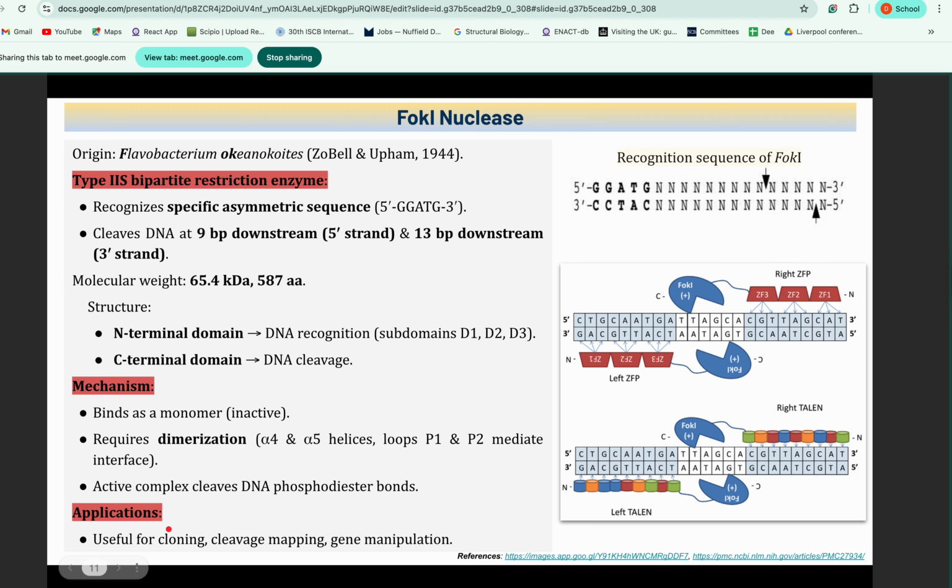Now the application of POC1 nuclease is that it is useful for cloning. How? Because it can cut the DNA, and in that we can insert our DNA of interest or gene of interest. Then cleavage mapping, so we can also map where the cleavage has been done. And then gene manipulations. With the help of the cut, we can remove some fragment from the DNA, so we can manipulate the gene. We can insert, we can delete, we can invert. All these things can be done.